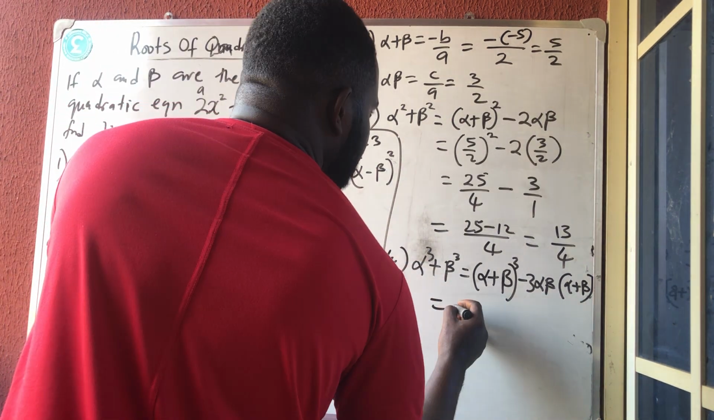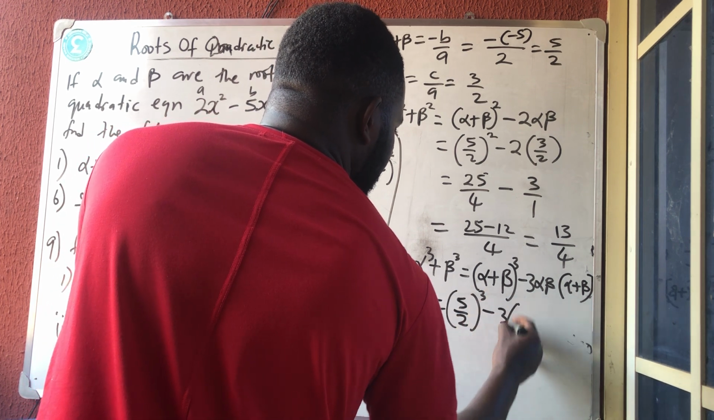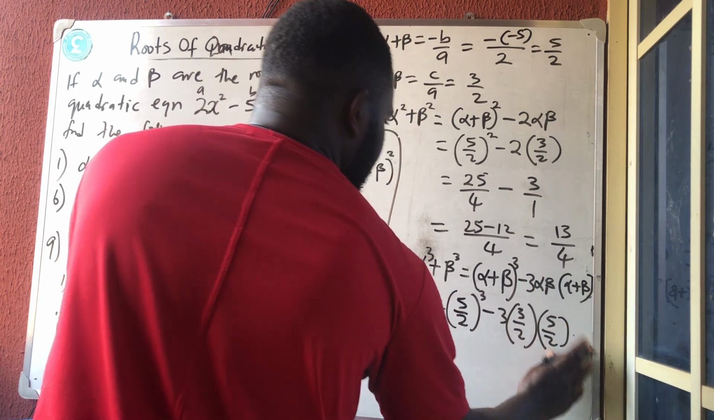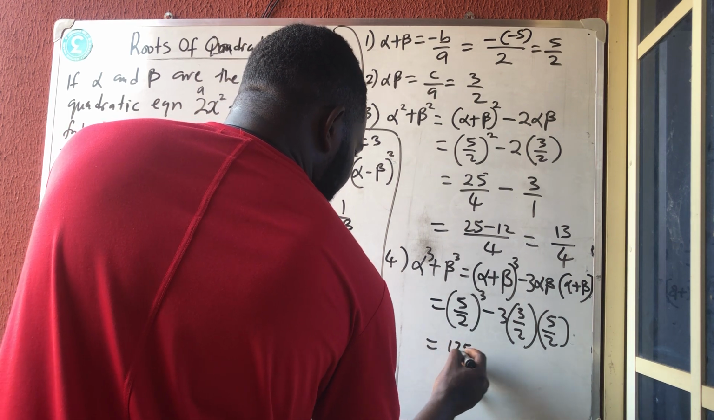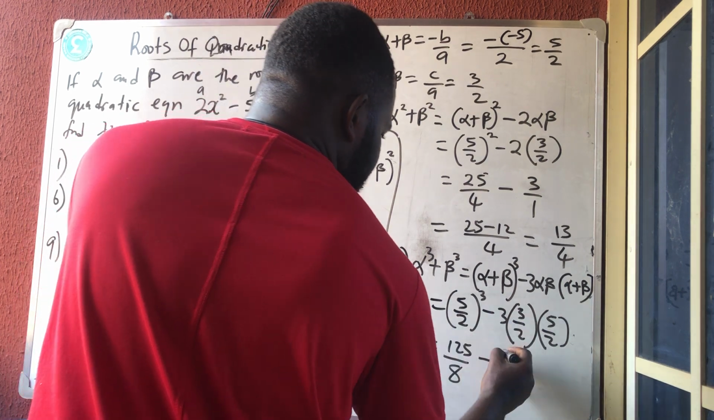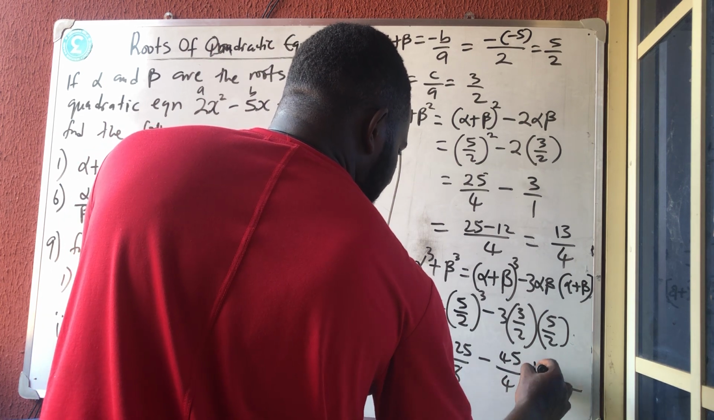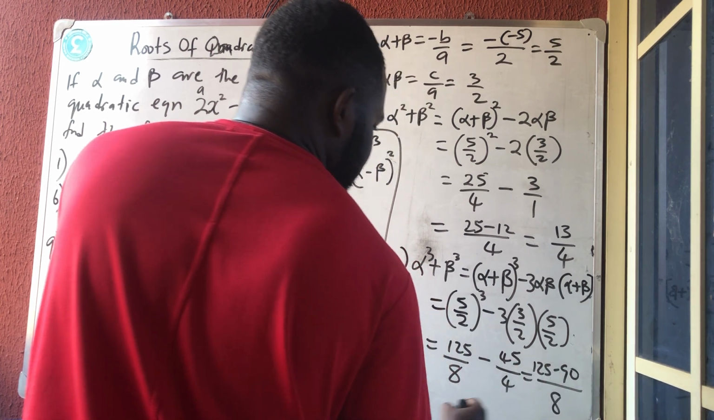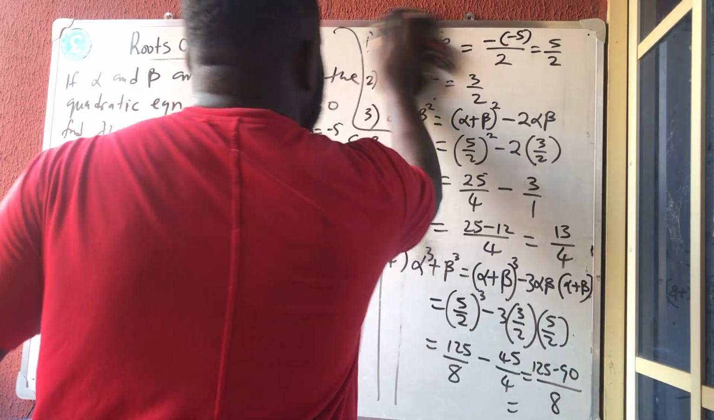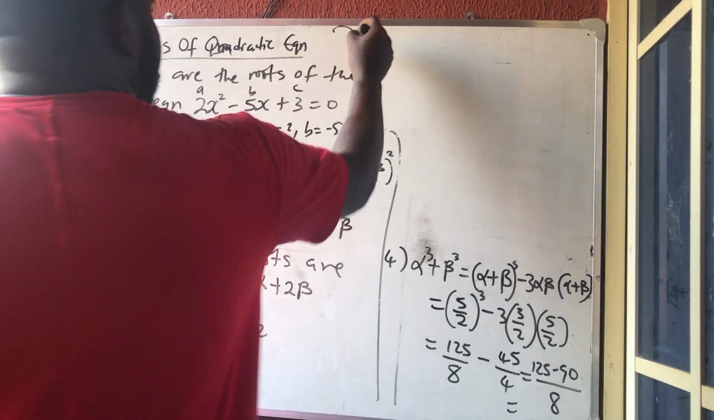So my answer becomes 5 over 2 all cubed minus 3 into 3 over 2 into 5 over 2 again. That is 125 over 8 minus 3 times 3, 9, 9 times 5, 45 over 2 times 2, 4. If you do the LCM 8, I have 125 minus 90. Please do the math and get your result. I don't want to waste my time. Thank you very much.